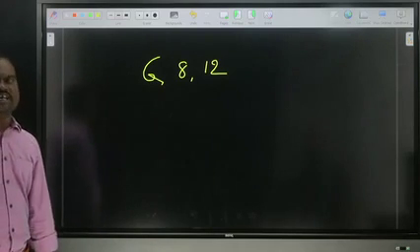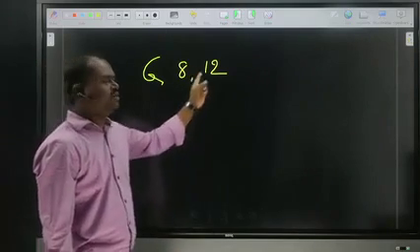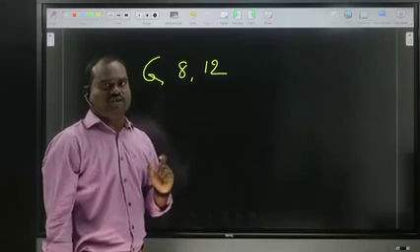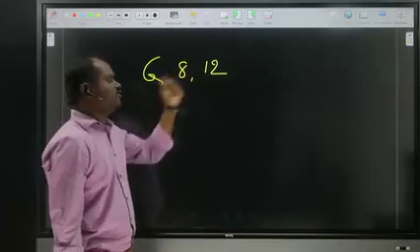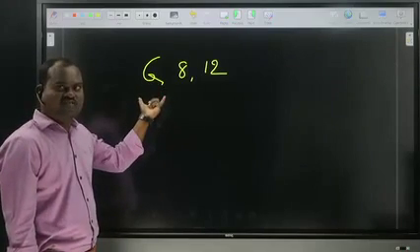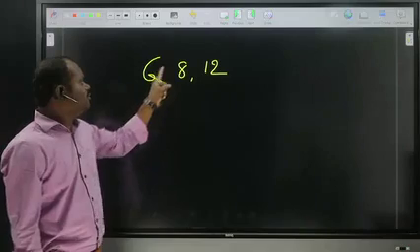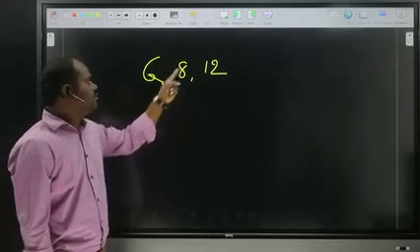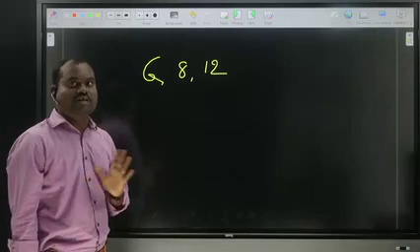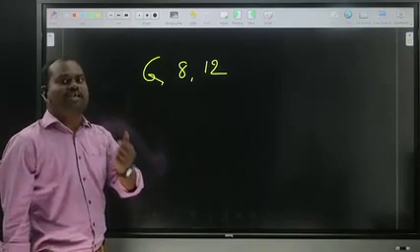If you want to find the LCM of these numbers, what is the highest number? 12. The highest number is 12. Now observe carefully: among these numbers, if you are getting 12, that is the only LCM. In the 6 table, we get 12 clearly. In the 8 table, can you get 12? No, so we can't get it. That's why 12 is not the LCM.